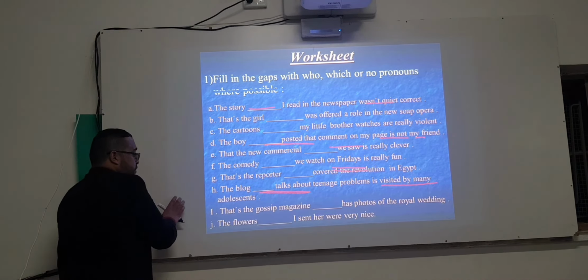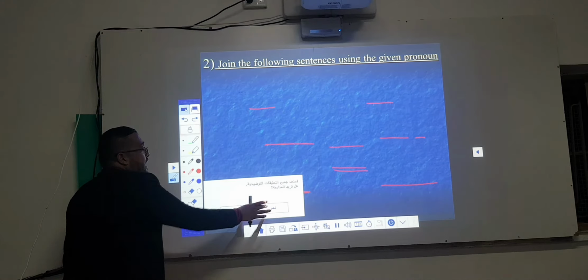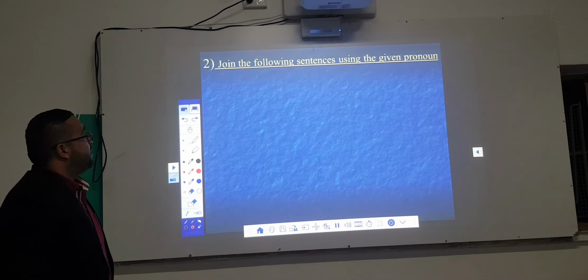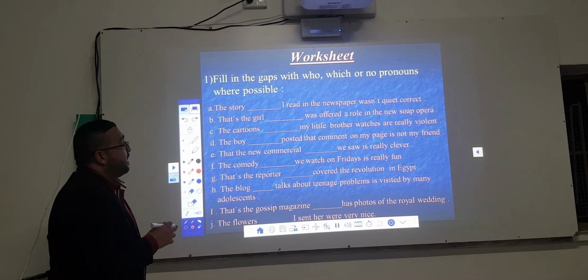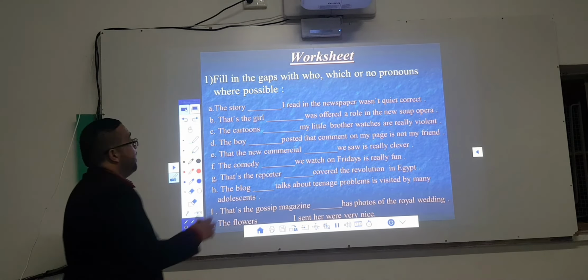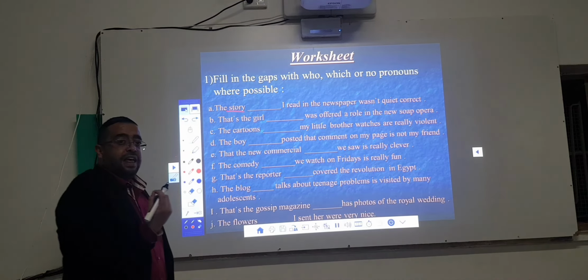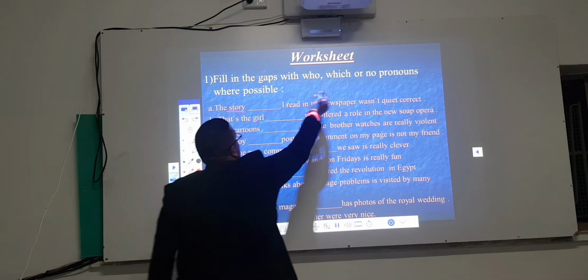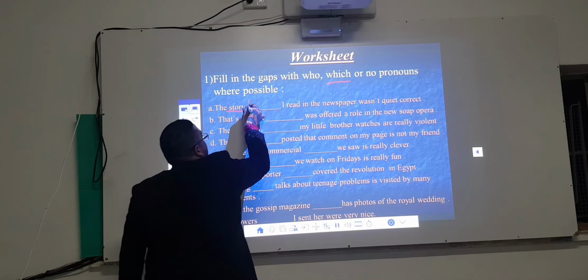Now, here is a useful worksheet with two exercises. I want to answer the first sentence, and you will complete the list. The story I read in the newspaper was not quite correct. The story is a thing, and we use the suitable relative pronoun here, who or which. For things we use which.